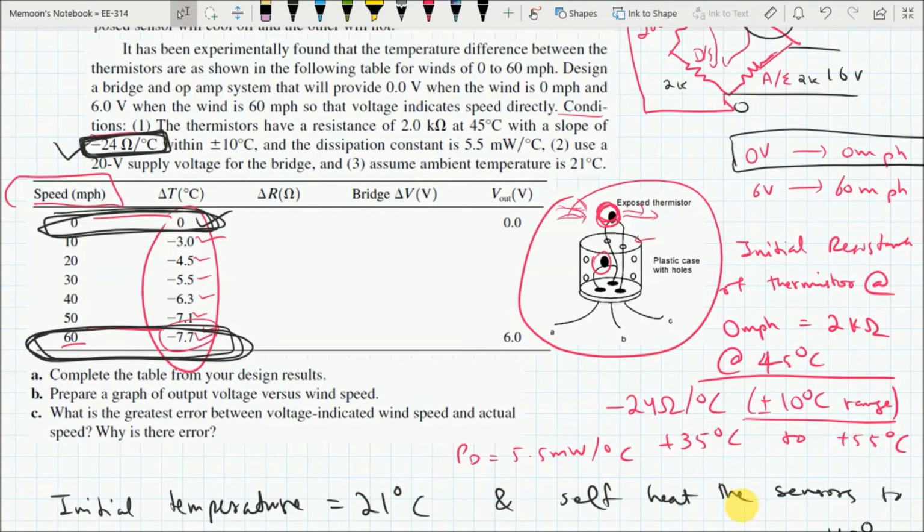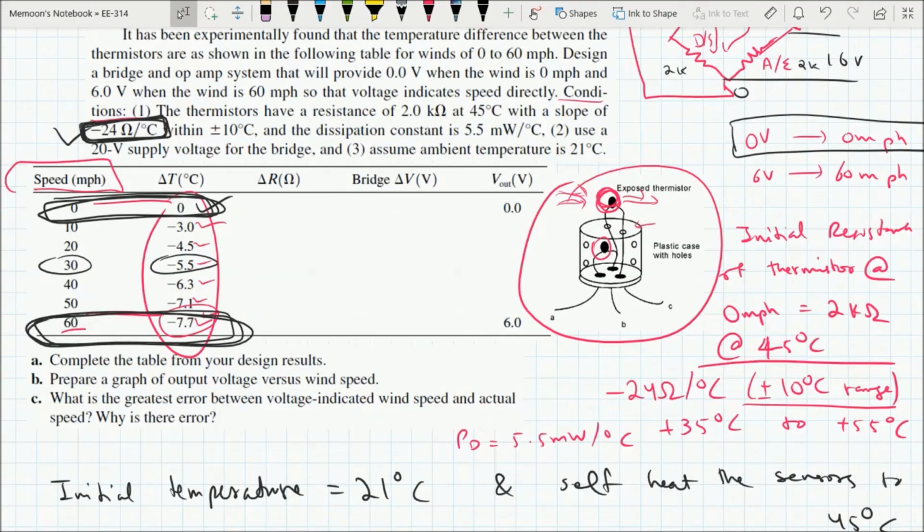You can choose a temperature of, let's say, negative 5.5 degrees Celsius. You can find the change in resistance due to the change in this temperature. So 24 into 5.5 is 132. This means that at this point, the resistance of the exposed thermistor will be 2132 ohms, and the bridge del V will be equal to minus 0.2 volts. The del R will be equal to 132 ohms.